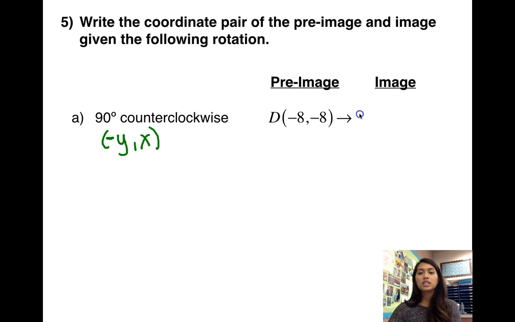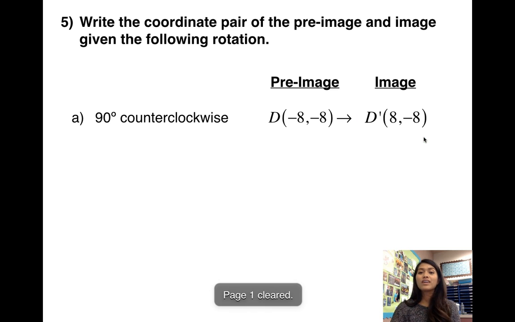So here for D prime, I'm going to go ahead and switch the values. Now negative 8 and negative 8, switching them doesn't make much of a difference, but like I said, it does happen. I'm going to go ahead and take the opposite of the new x value, so this is going to make it a positive 8. So I'm going to go ahead and say D prime is positive 8, comma negative 8.